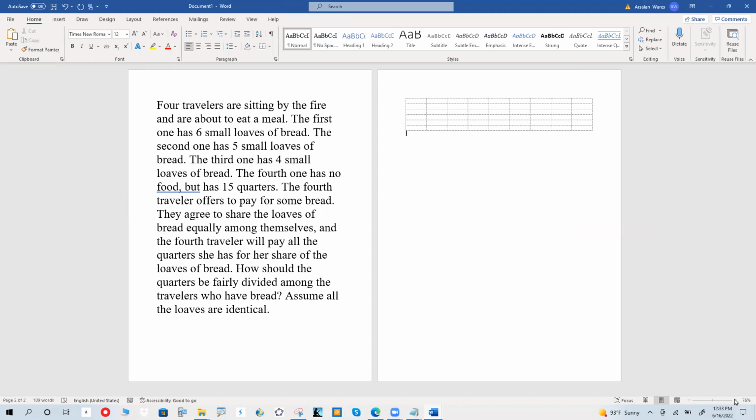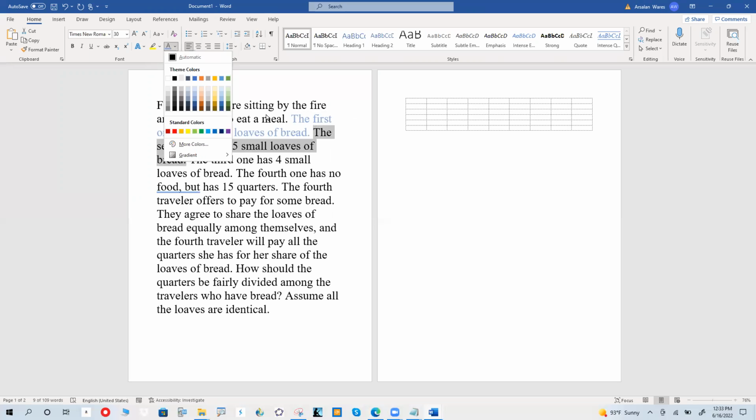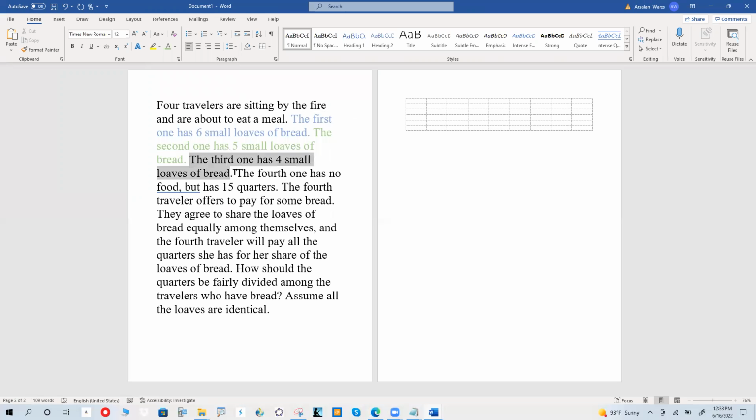Now I have 6 loaves of bread. One person has 6, one person has 5, one person has 4. So let's shade these sentences. Maybe the first one is blue, the second one is green, and the third one is 4.